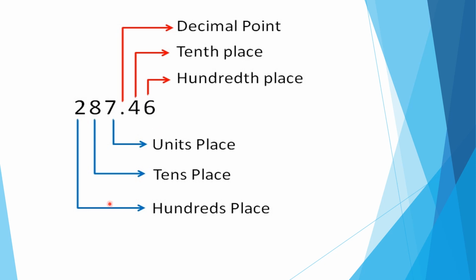So what are the place values? 7 is in units place, 8 is in tens place, and 2 is in hundreds place. Whole numbers place value you know very well. When it comes to decimal numbers, you just have to add the "th". That is, it is not having any units place. It will start from tens place, but we have to read it as tenths place, not tens.